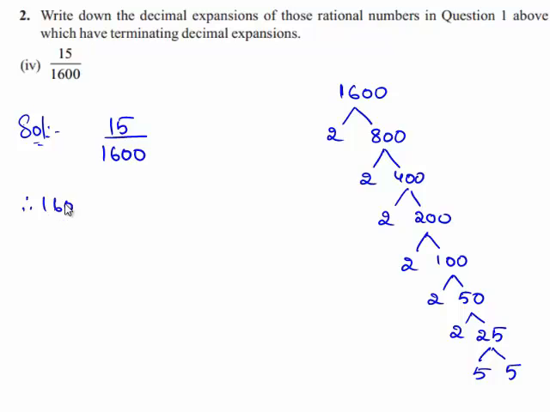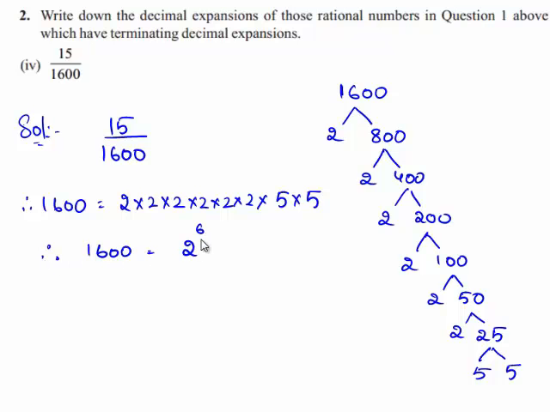Therefore 1600 can be written as 2 multiplied with itself 6 times and 5 multiplied with itself 2 times. Therefore 1600 can be written as 2 power 6 times 5 square. Therefore the rational number becomes 15 upon 2 power 6 times 5 square. Now to obtain its decimal expansion, we need to multiply the given rational number with 5 power 4 on both the numerator and denominator.